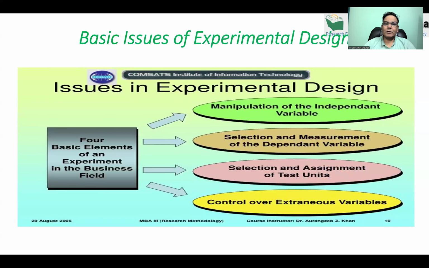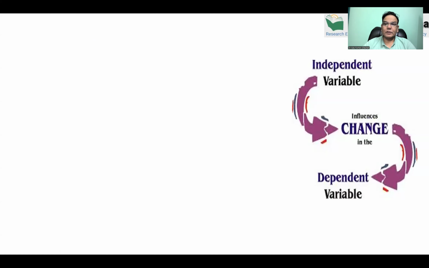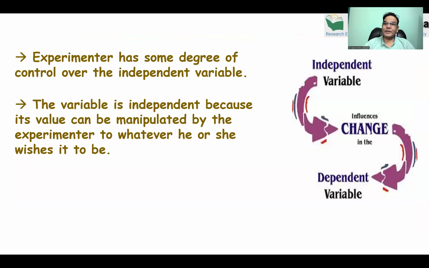Okay. Now, there are some basic issues in experiments: manipulation of the independent variable, dependent variable measurement, selection of the test unit, allocation of the test unit to experiment group and control group, and minimizing the effect of disturbing variables. So these are the four issues we have to take care of. Normally in experiment designs, the treatment is the independent variable and the outcome is the dependent variable.